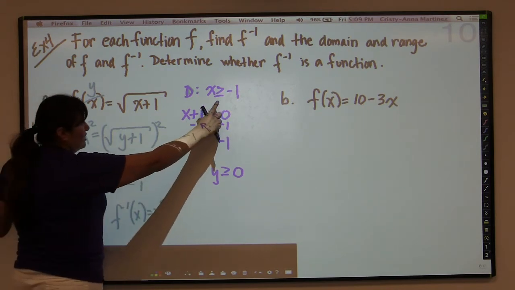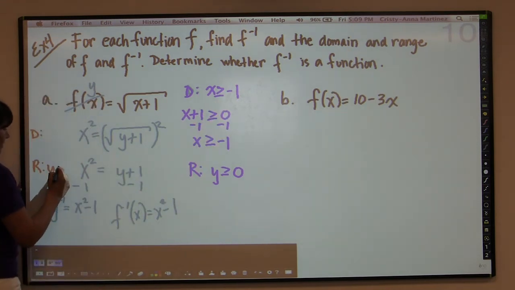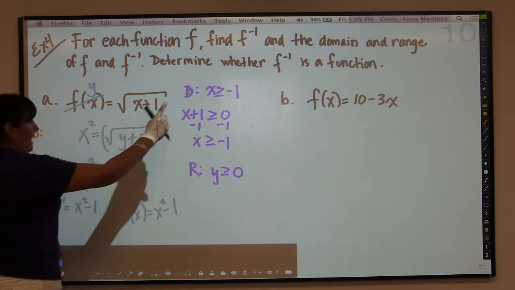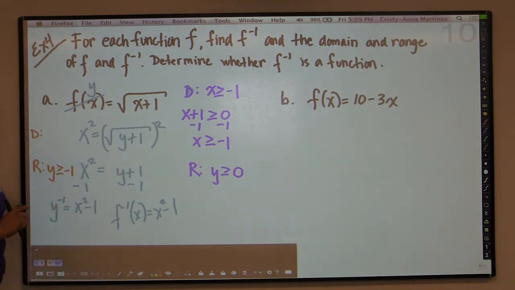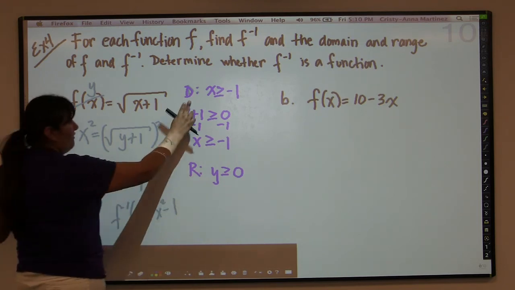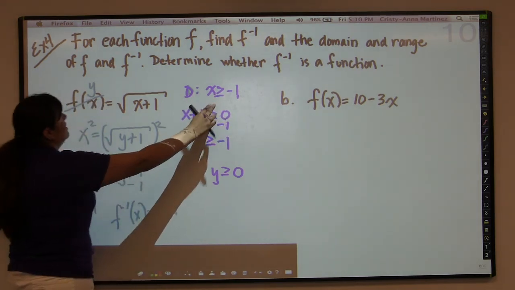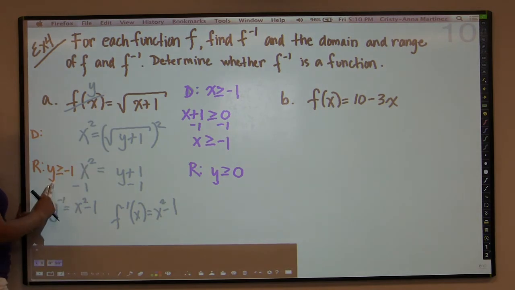The fact that it says greater than or equal to negative 1 stays the same. They'll have the same domain as the range, but with a different letter. So again, the domain of the function was x greater than or equal to negative 1. So the range of the inverse is y greater than or equal to negative 1.